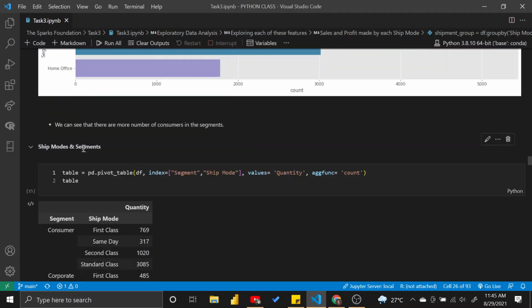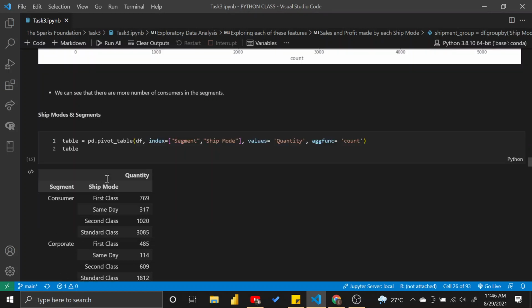Now, what I want to do is understand ship modes and segments. What this means is, in each segment, what is the preferred ship mode that they use. We know from our previous count plot of the ship mode that standard class was the highest in number. So maybe here also it will be the same. Let's look at that. Here I've used a pivot table. A pivot table is very good for these types of questions when you want to compare between two columns. I prefer going with pivot tables.